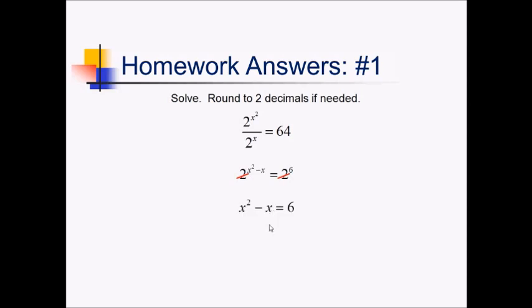Now, since this is a quadratic, I'm going to get everything on the left and factor. So this is x squared minus x minus 6 equals 0. And now two things that multiply to negative 6 and add up to negative 1. That would be positive 2 and negative 3. So then I've got x equals negative 2 and positive 3.